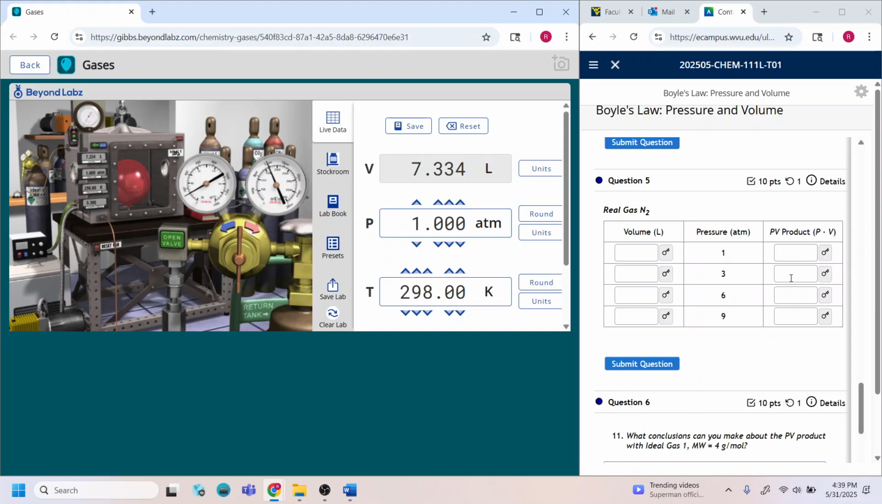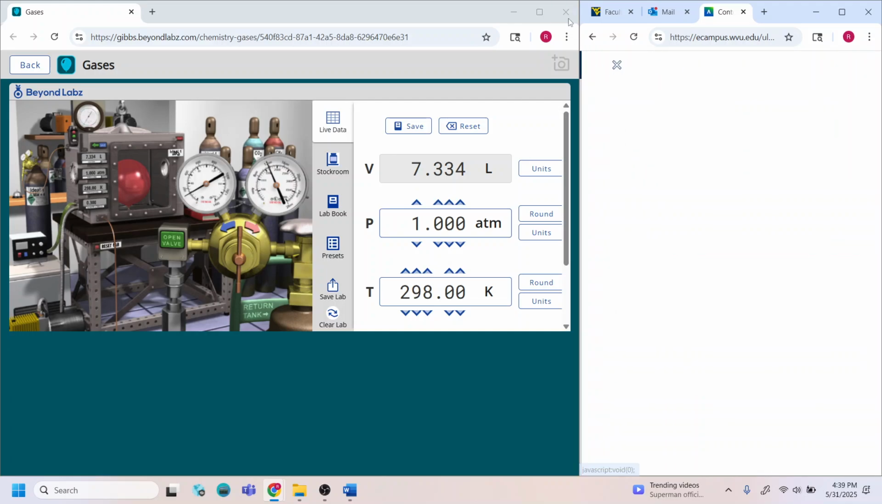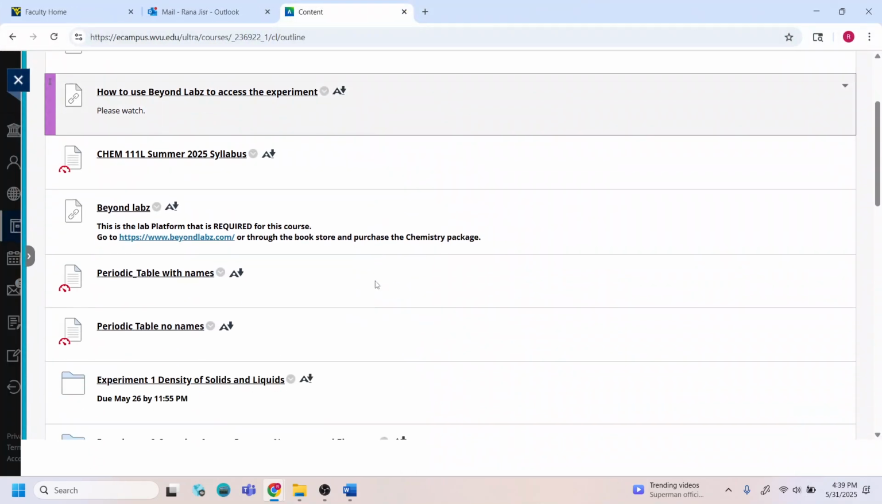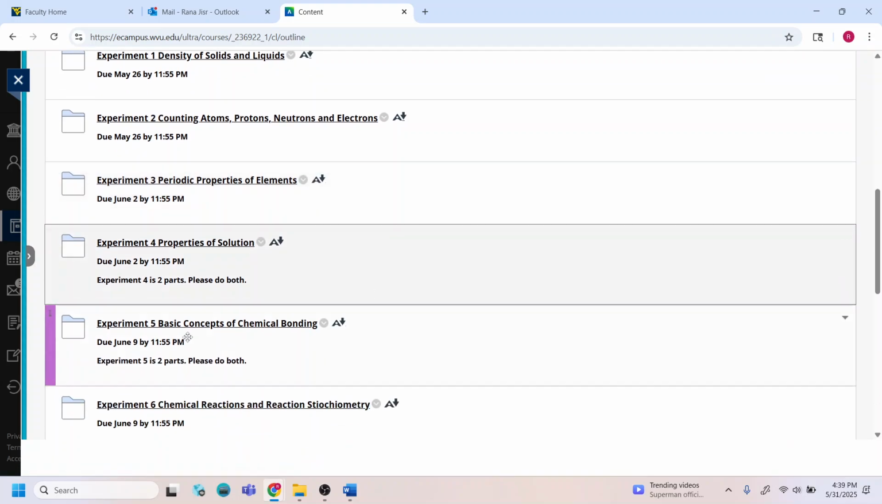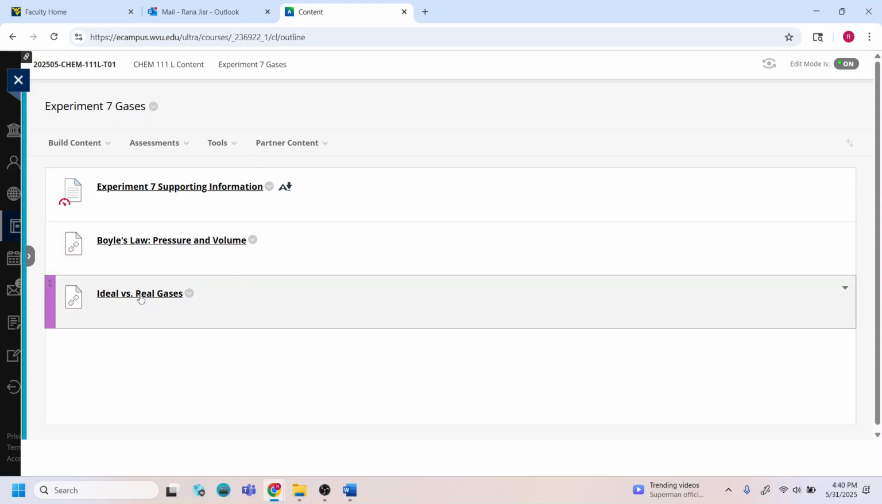Okay, you're not going to see that much difference, but you're going to see that it's going to decrease slightly. Okay, so this is going to be for this part of the experiment. Now the second part of the experiment. Same thing, but now we are going to compare the real gases versus the ideal gases.